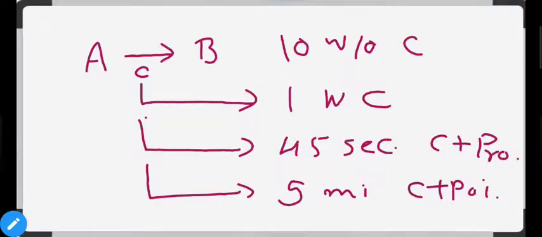So that means with catalyst and poison, the reaction will take a longer time. The shortest time period will be observed when we are using catalyst and promoter, and the longest time will be observed when we do not have any catalyst or promoter or poisons.